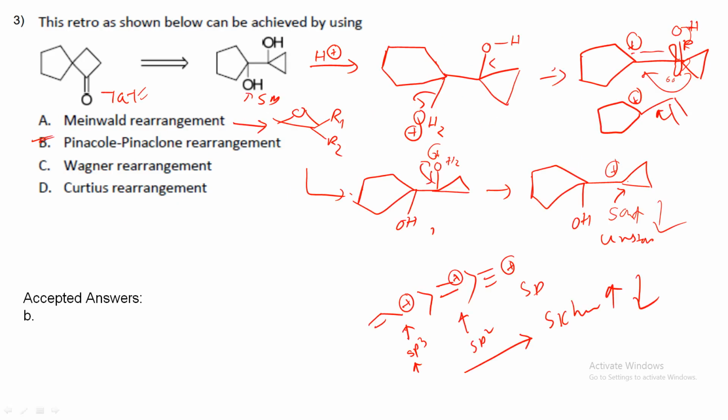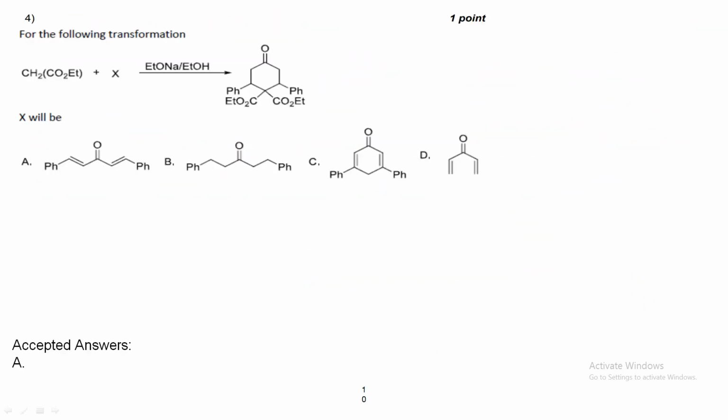So again, for the third problem, I have discussed all four named reactions. Now coming to problem number 4. Again, a very easy problem. And one thing, in between when I am discussing, if you have any question, please feel free to stop me at any point and ask. Let's see. Here they are asking us to predict what X can be. There are four options.